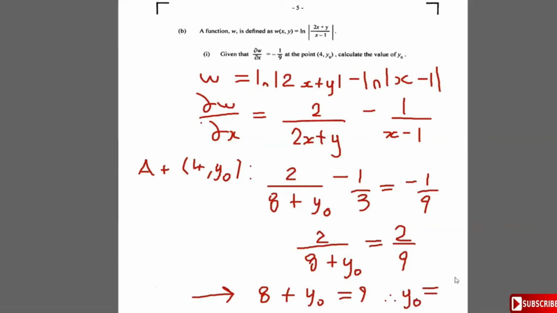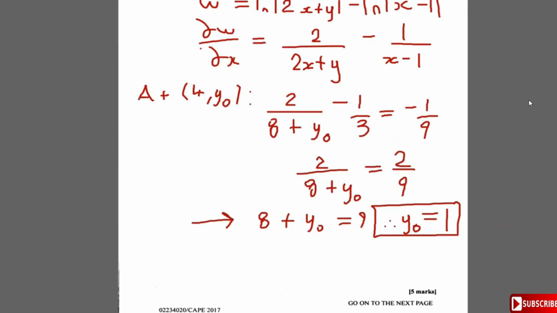Y naught equals 1. So that's the answer. Y naught is equal to 1. Nice and easy. So that takes care of that. Easy 5 marks.